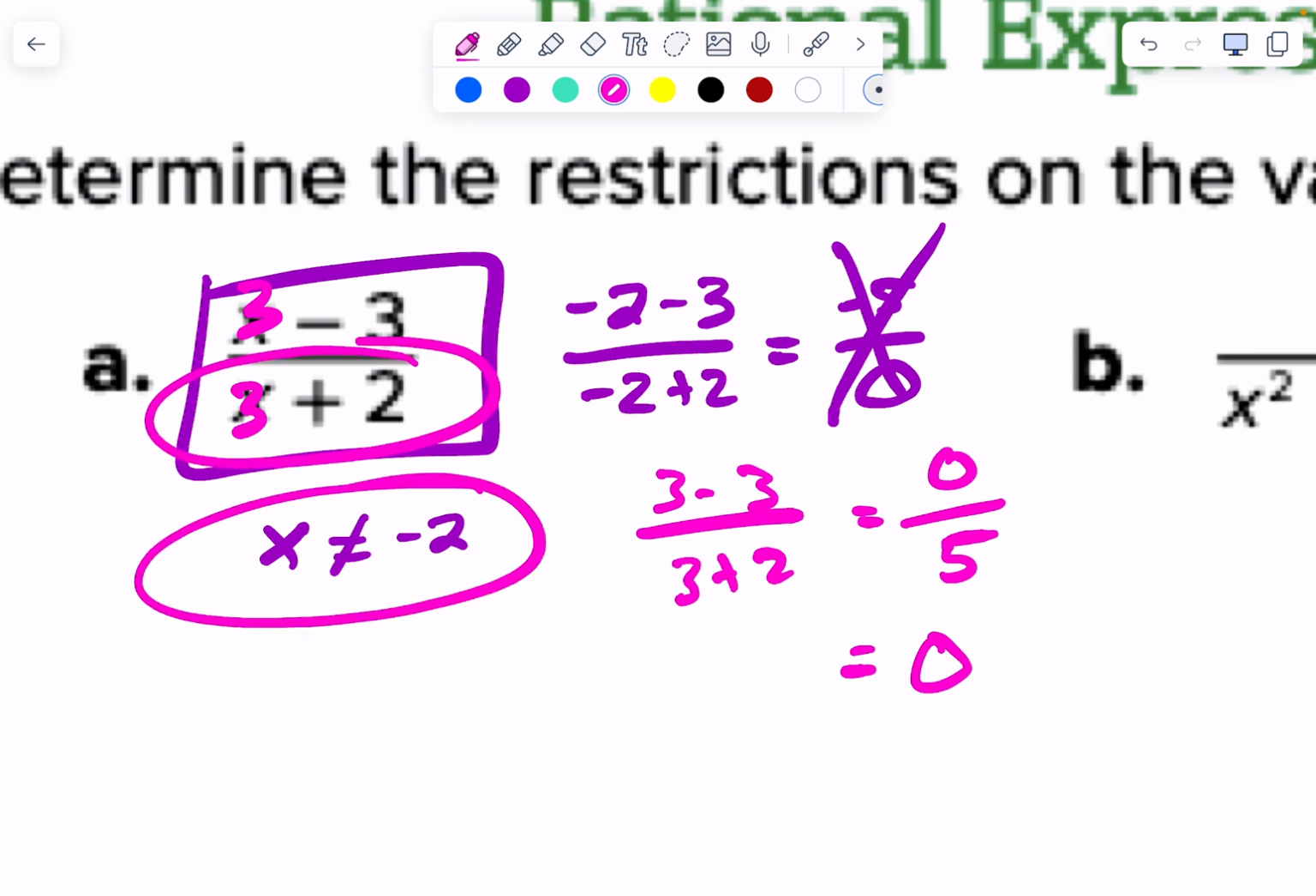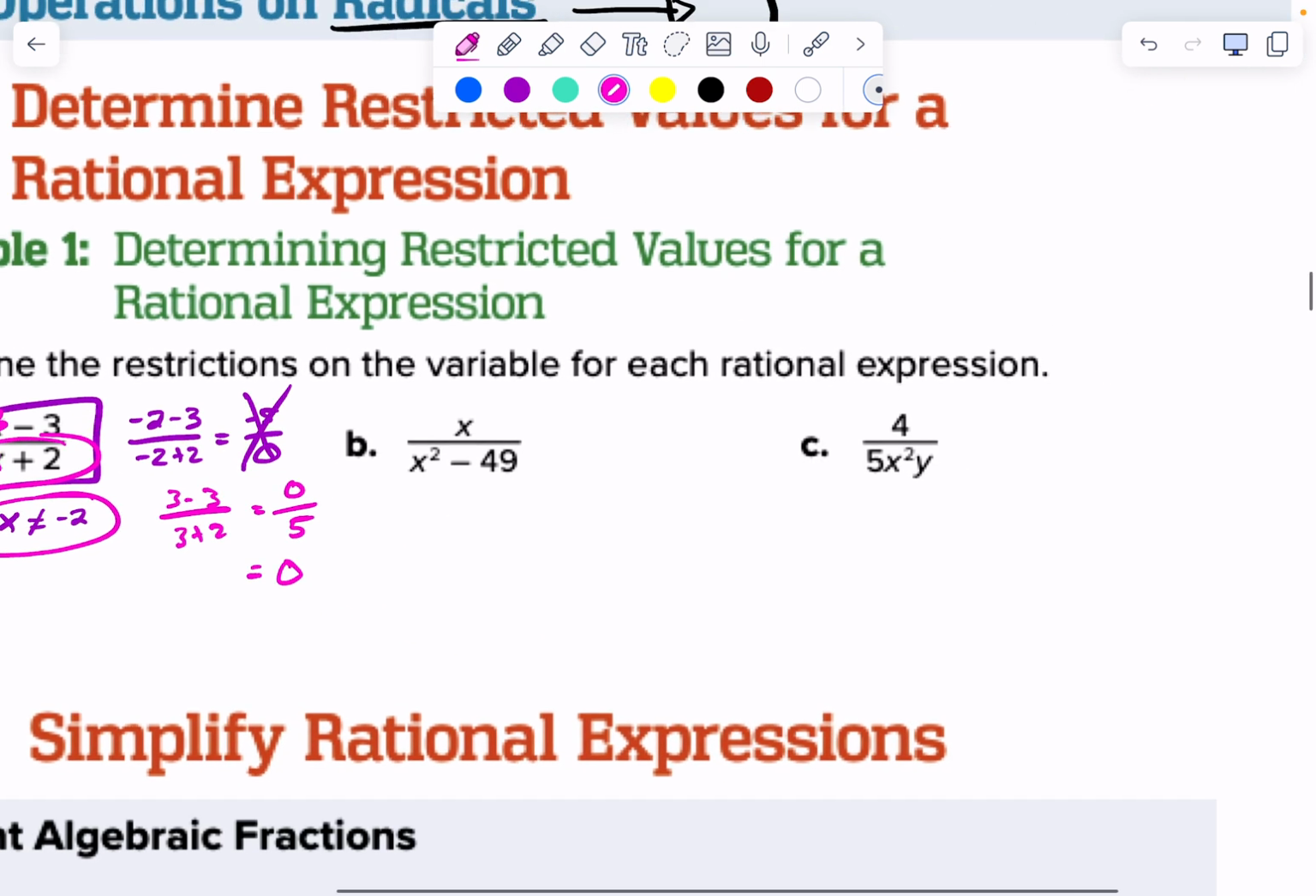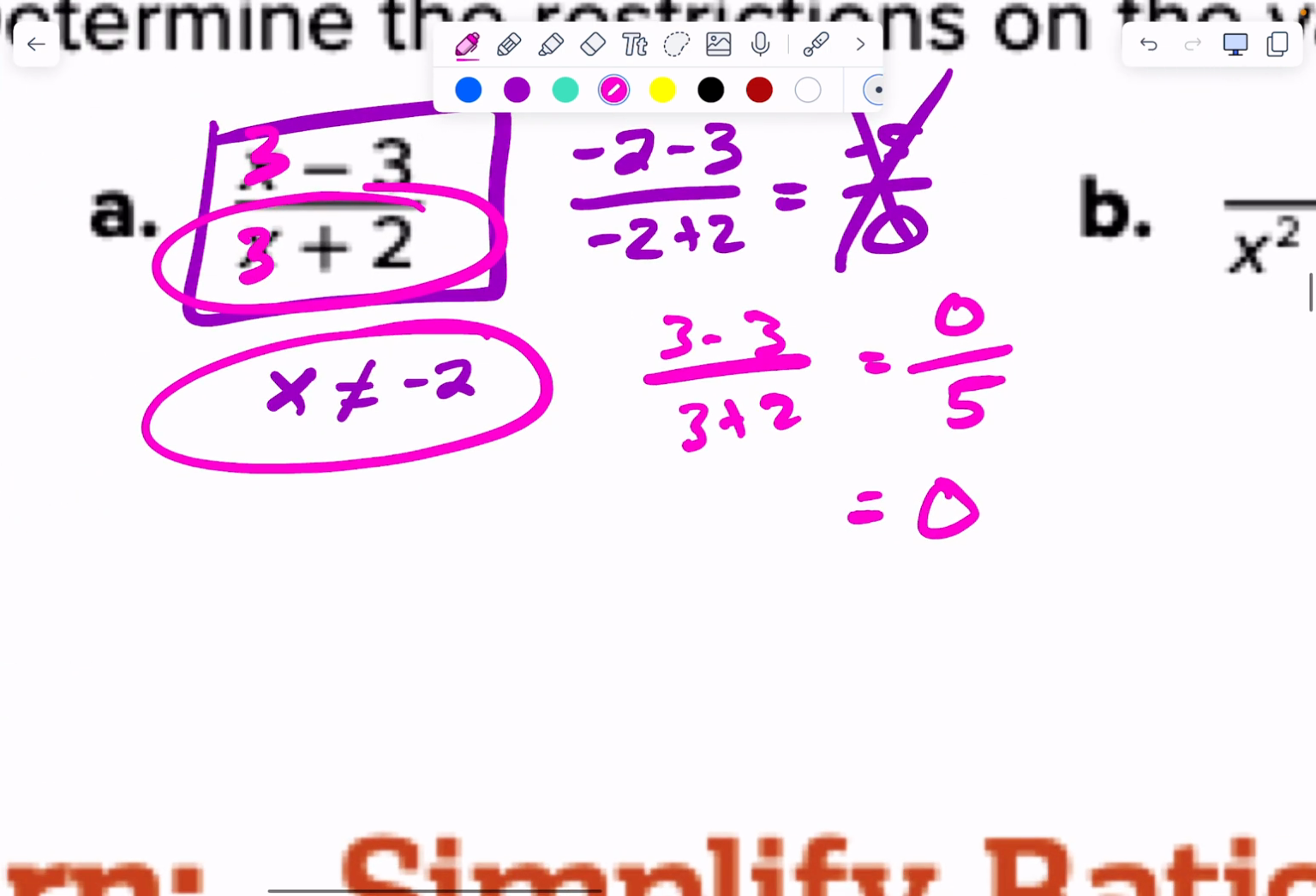So x can't be -2. So determine the restricted values. The restricted value is -2. Or you would say x can't be -2. Does that make sense? We just don't want that bottom value to be 0. Because what's happening at -2? There's a VA there. He's not going to touch there, right? A VA, a vertical asymptote, is a place where he's not going to touch.